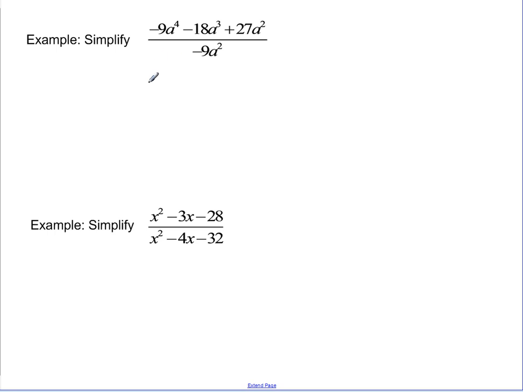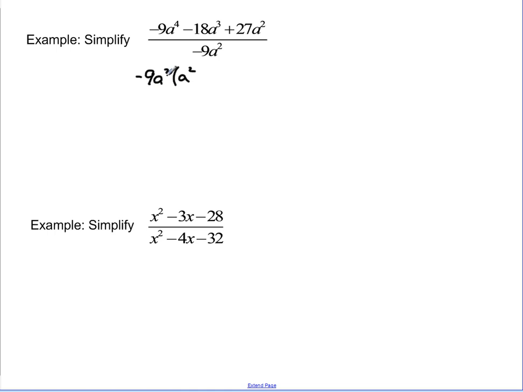But I'm going to go through it just slightly differently and note that in the numerator we have an expression that contains a common factor. And that common factor happens to be negative 9, because 9 divides into 9, 18, and 27. And I'm actually going to make it negative 9 and a squared, which is also a common factor to all three terms in the numerator. And as we factor out, we say, well, negative 9 times a squared times what gives me negative 9a to the fourth? That would be positive a squared.